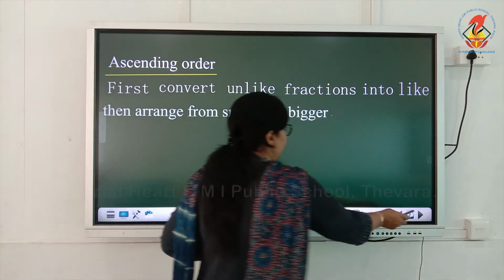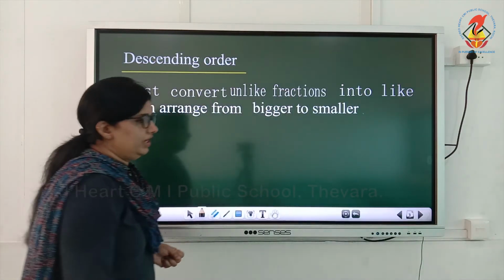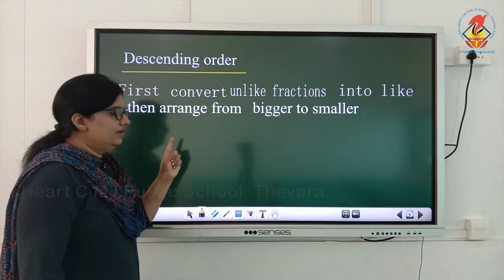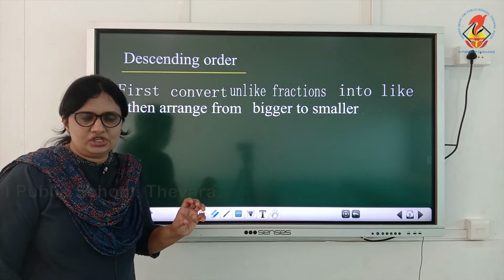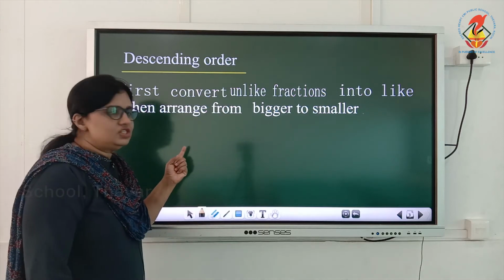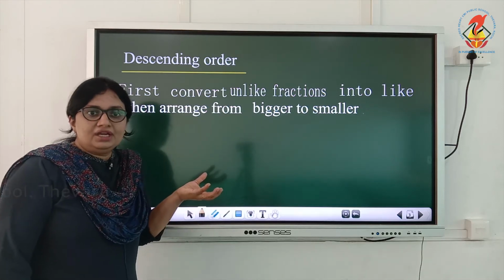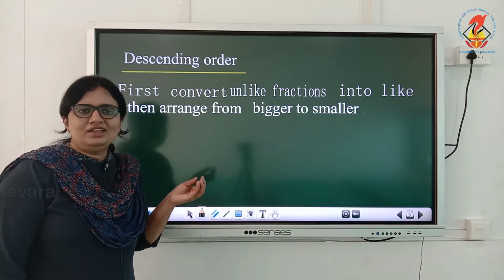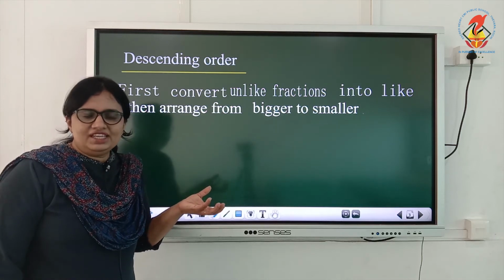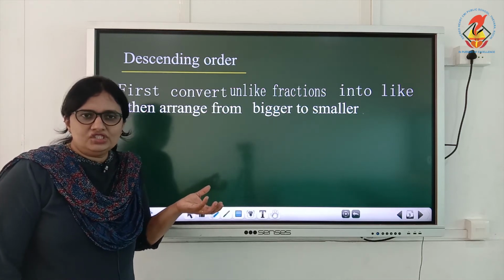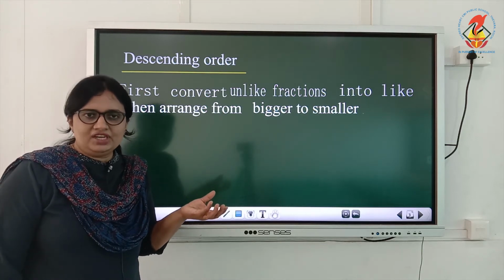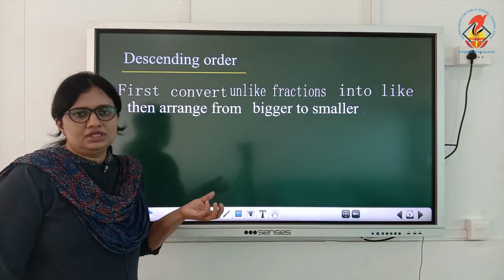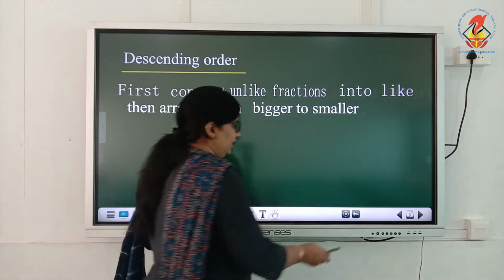Okay. And for descending order, how can we do that? When you are getting unlike fraction, you need to change it into like fraction. After that you need to arrange the fractions from bigger to smaller. Bigger to smaller is descending order. How can we arrange in descending order? We need to arrange the fractions from bigger to smaller. That is descending order, right?